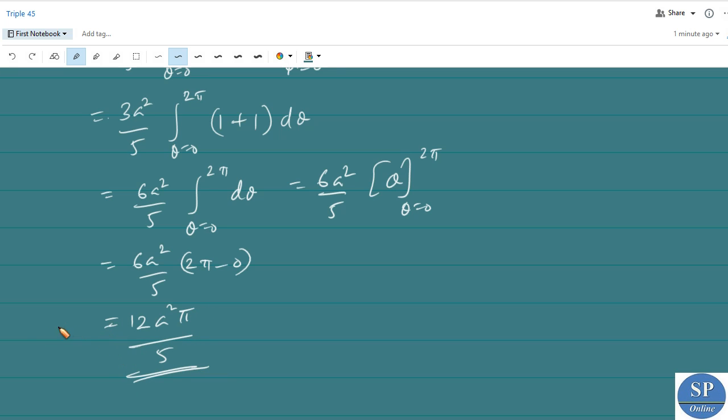So this will be the required surface integral, or required flux, the outward flux.